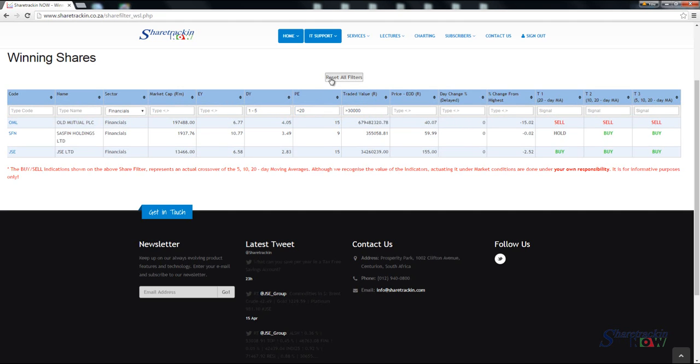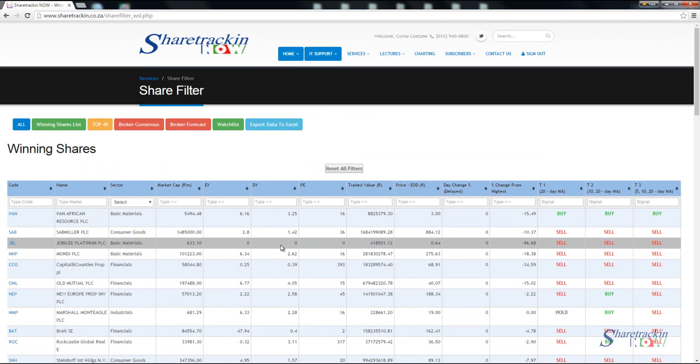To end this session off, one thing you need to remember is that the idea behind the share filter is to get down from plus minus 400 odd shares to about 5 to 10 good quality stocks.